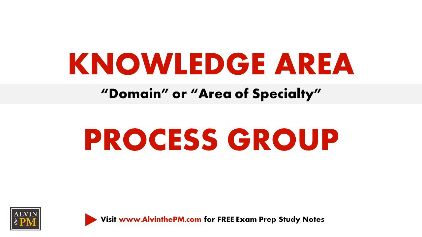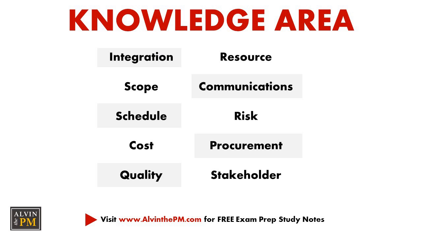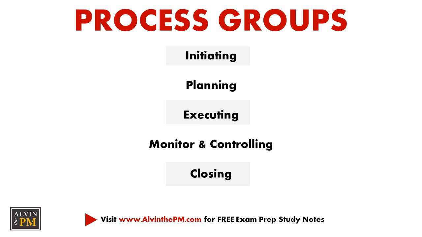Now think of the process groups as the backbone of work that needs to be performed. They essentially give you a timeline for when certain work needs to happen. So according to the PMBOK Guide, there are 10 different knowledge areas: integration, scope, schedule, cost, quality, resource, communications, risk, procurement, and stakeholder management. On the other hand, there are 5 process groups: initiation, planning, executing, monitoring and controlling, and lastly, closing.